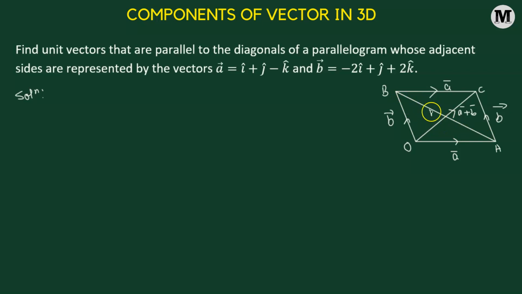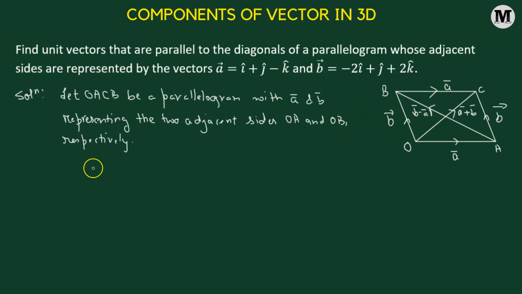Next, we need to find out AB vector. So let's say we define the vector AB. Now AB vector is going to be simply OB vector minus OA vector, which means we have B vector minus A vector. So what we have to do is find a unit vector which is parallel to A vector plus B vector, and another unit vector which is in the direction of B vector minus A vector, or we can say parallel to B vector minus A vector. A plus B and B minus A are going to be the two diagonals of the parallelogram.